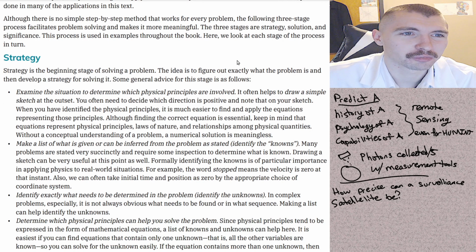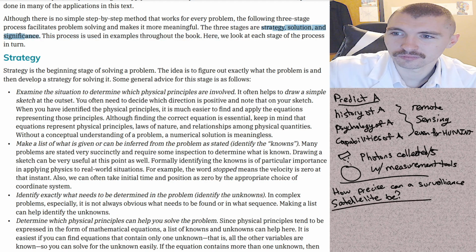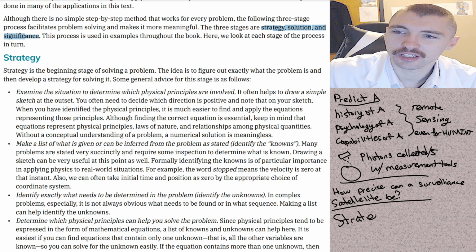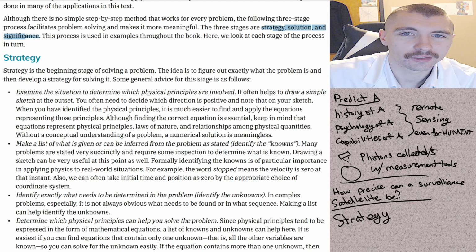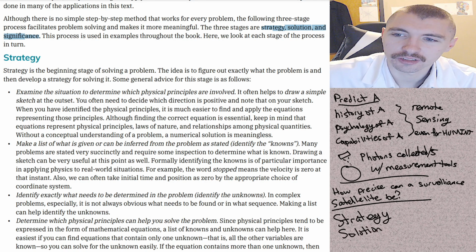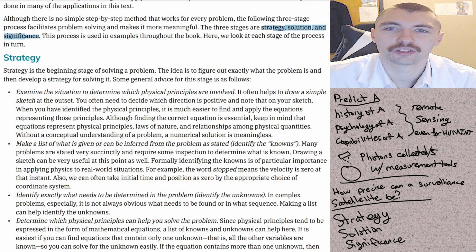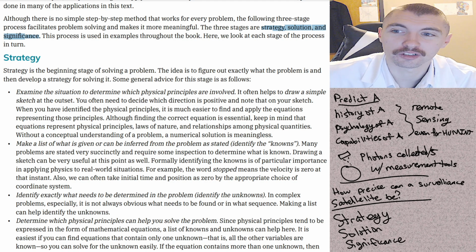Although there is no simple step-by-step method for every problem, following a three-stage process facilitates problem solving and makes it more meaningful: strategy, solution, and significance. Strategy. So what's our strategy? Strategy is to automate everything. The solution is to automate everything. And the significance is a more enjoyable life for humans.